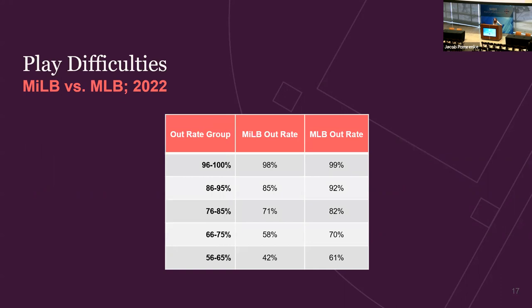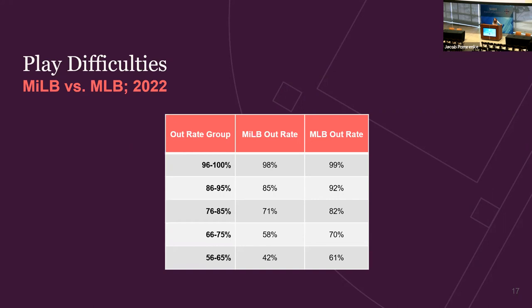So in this table, we're comparing play difficulties between minor and major league players in 2022. The out rate group on the left-hand side, those are the predicted out rates determined by the process I described earlier. And again, those are based off major league players. The middle column is how often the plays in that predicted out rate range were actually caught by minor leaguers. And then the far right column is the analogous number for major leaguers.